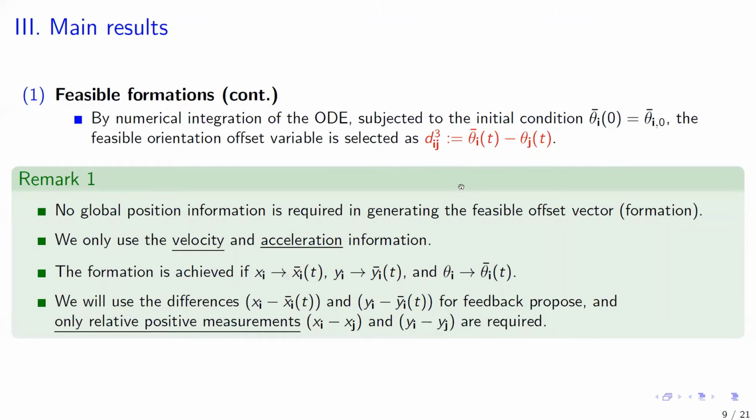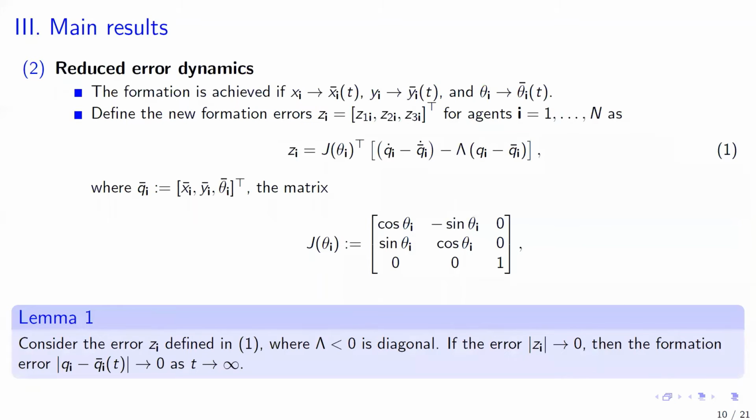Also, the formation is achieved if the agent converges to the desired configuration. And in the control design, we will use these differences to design feedback, and only relative position is required. Then we start the design by defining the formation error zi using this transformation, where J is the orthogonal rotation matrix, and lambda here is a diagonal and Hurwitz matrix.